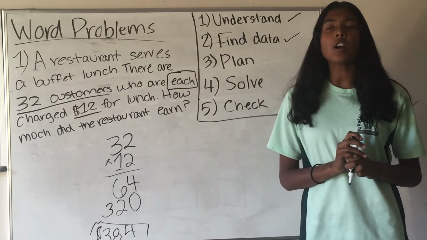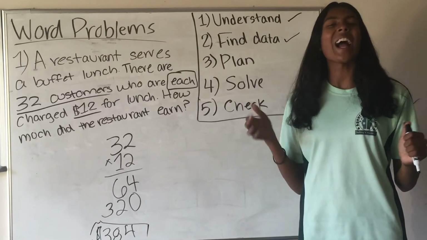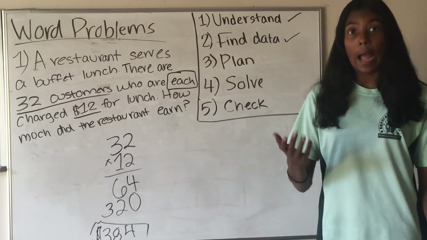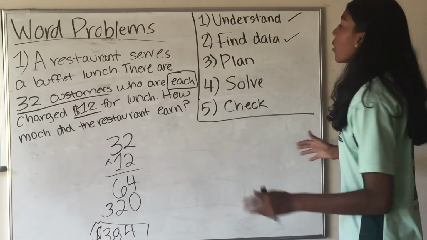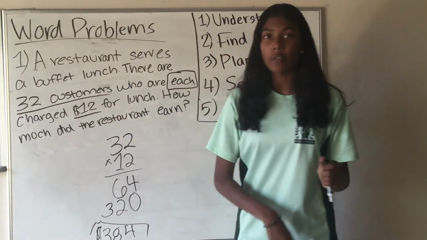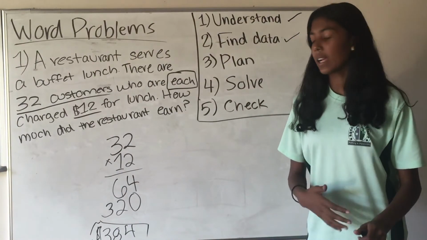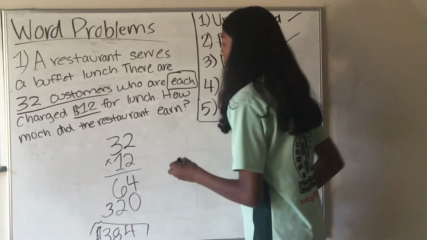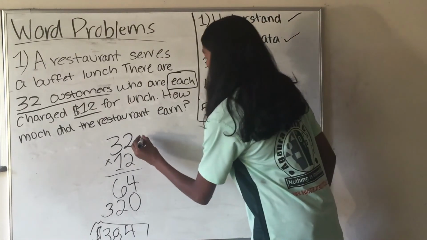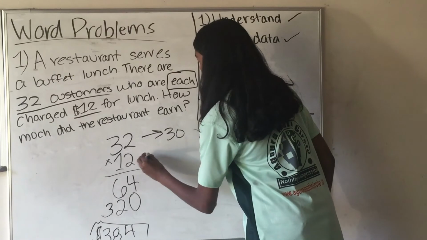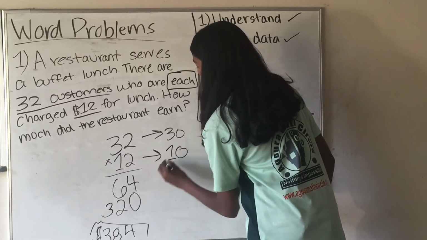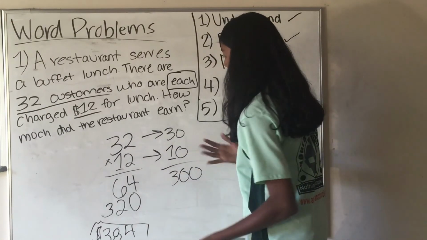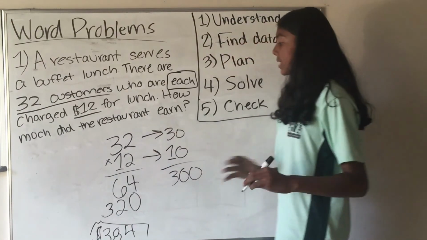And then the check part. Some problems are a little bit confusing. You might be wondering, how am I going to check them? That's true for most problems. And for this problem, this is how you're going to check it. So we already know 32 times 12. The only thing we mainly would want to check is if we multiplied right. So we're going to do that by rounding. 32 goes to 30, 12 goes to 10, multiplying 3 times 1 is 3, adding the 2 zeros, we get around 300, which makes sense.